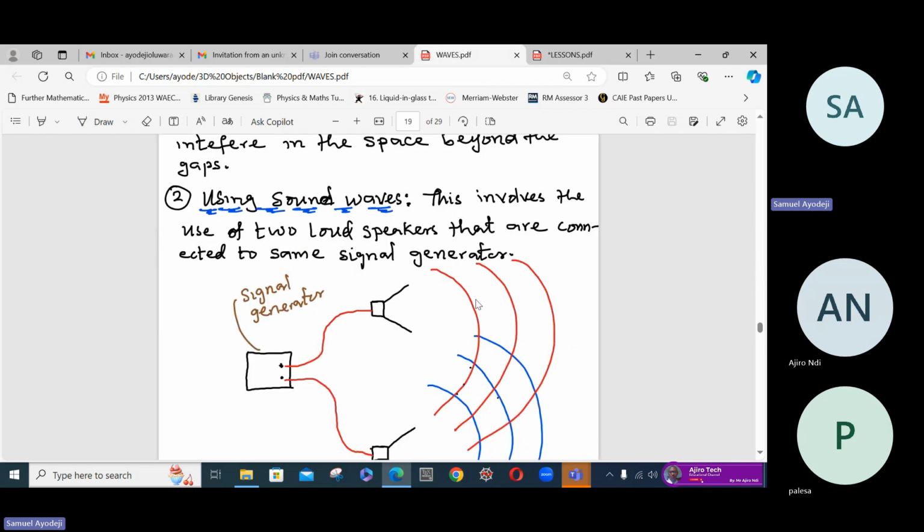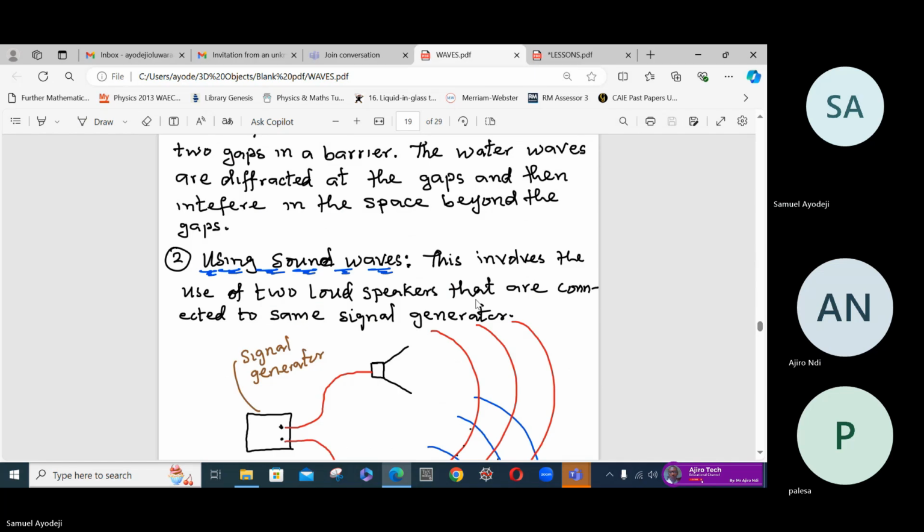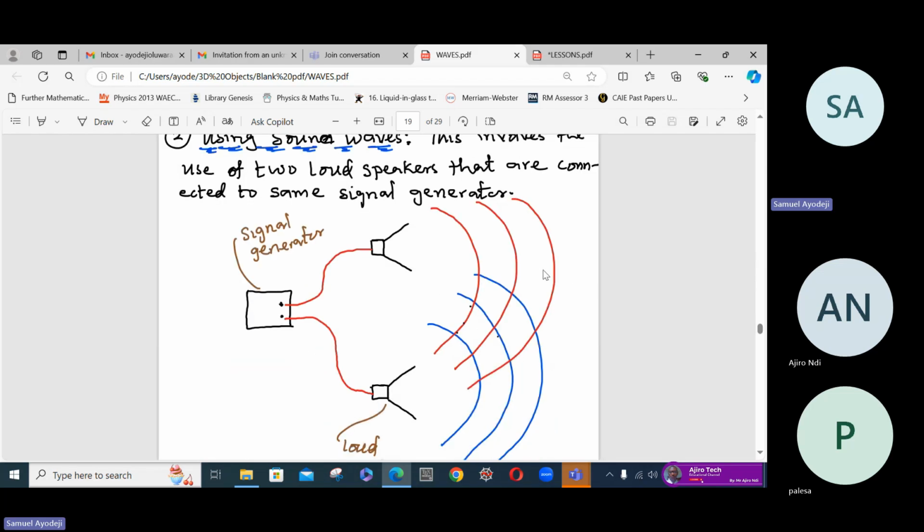Second one: using a sound wave. For the sound wave, we have a sketch here.